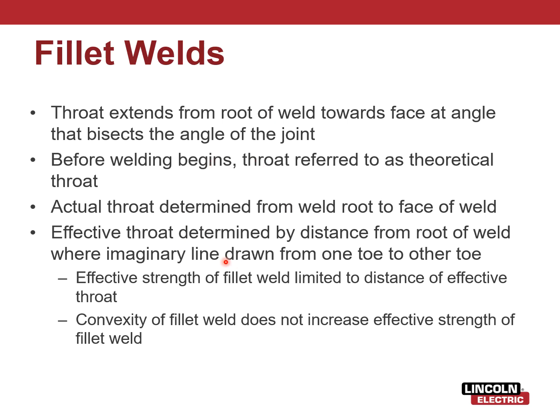So the effective throat is determined by the distance from the root of the weld to where the imaginary line drawn from one toe to the other is. So this is the effective strength of the fillet weld. This is limited to the distance of effective throat. So the effective throat is kind of the strength indicator. And the convexity of the fillet weld does not increase the effective strength of the fillet weld.